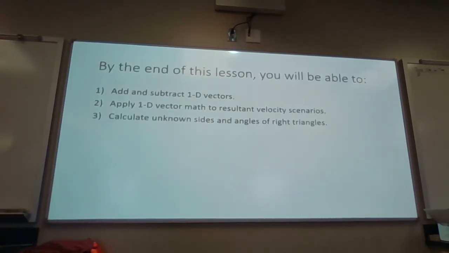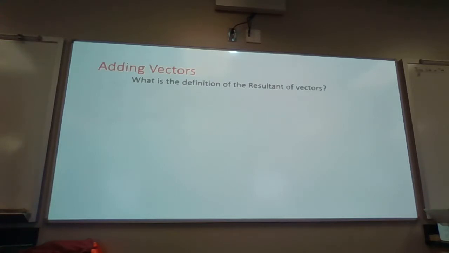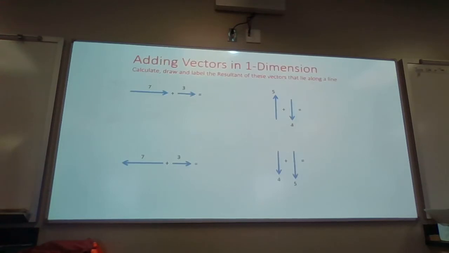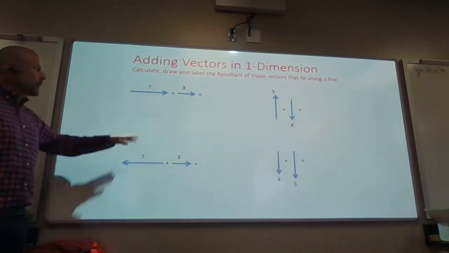So, we're going to do a little reviewing. We're going to add and subtract vectors today in one dimension, apply one-dimensional vectors to resultant velocity scenarios, and calculate the sides and angles of right triangles. You've seen this slide before. The resultant just means the sum or the total or the net. When I say find the resultant, that just means the total.